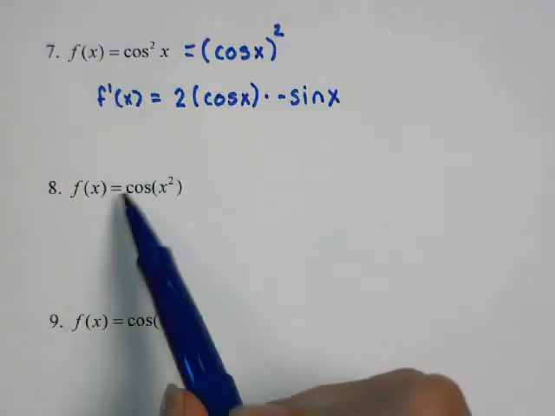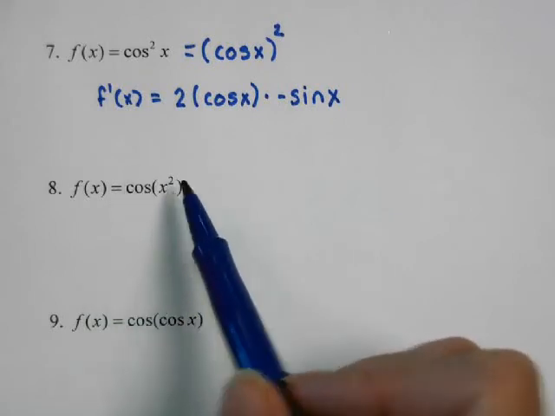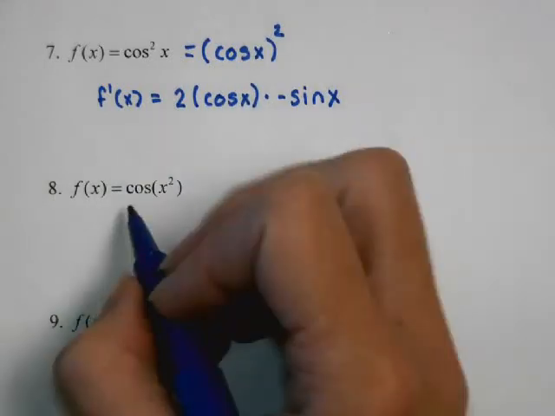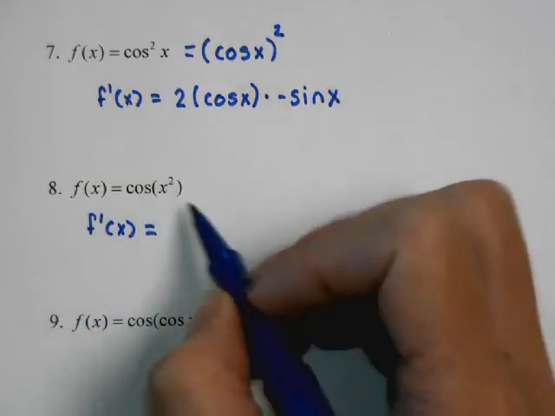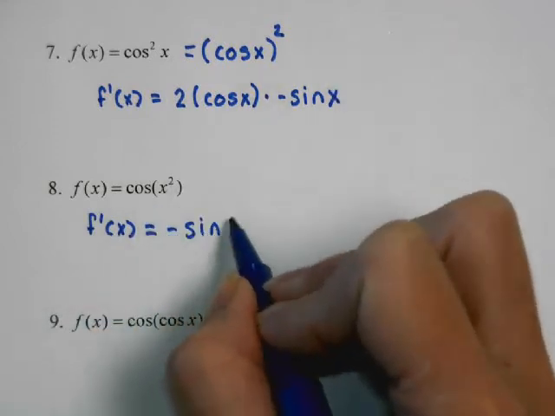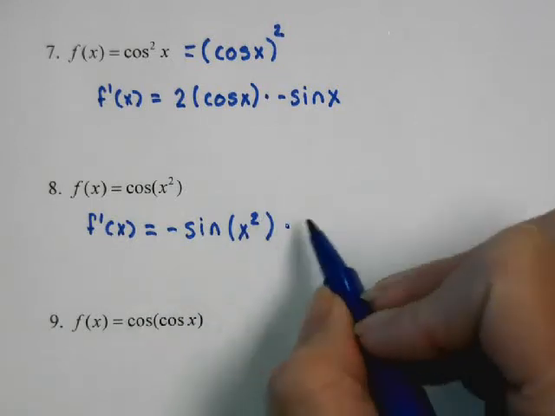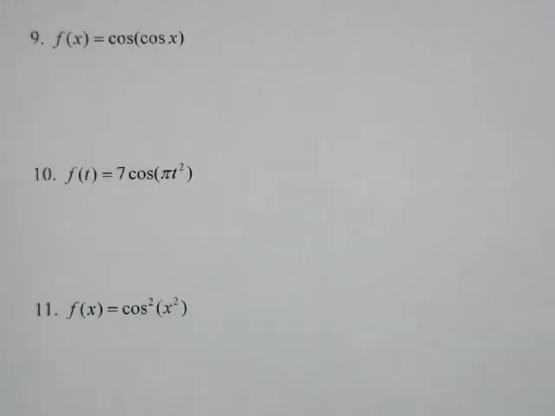Okay, versus this one where cosine is the outside and x squared is on the inside. So these two are just opposites of each other. They're flipped. So the outside, negative sine times x squared times the derivative of the inside, which will be 2x.